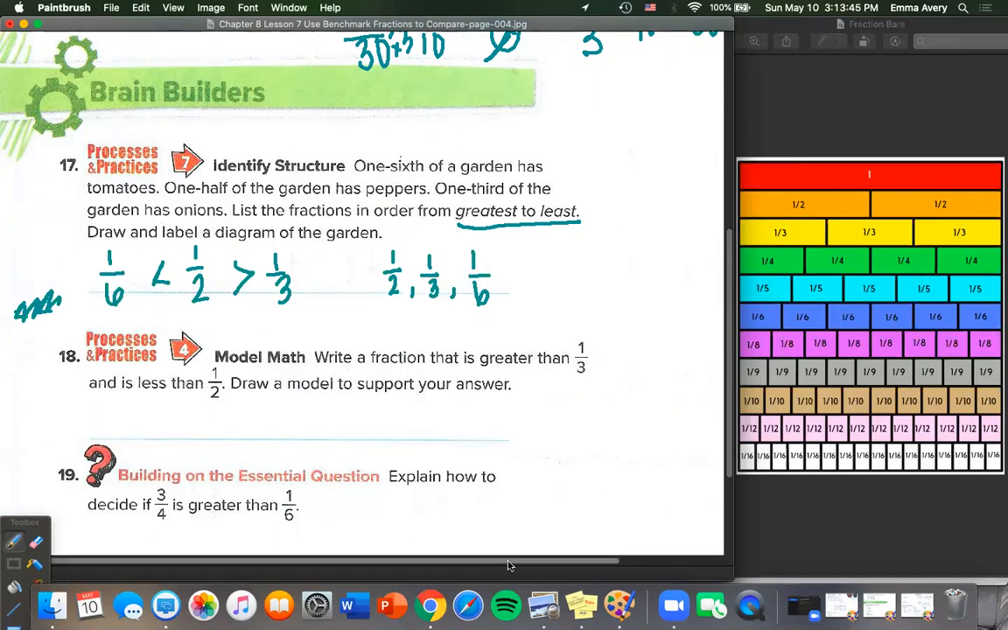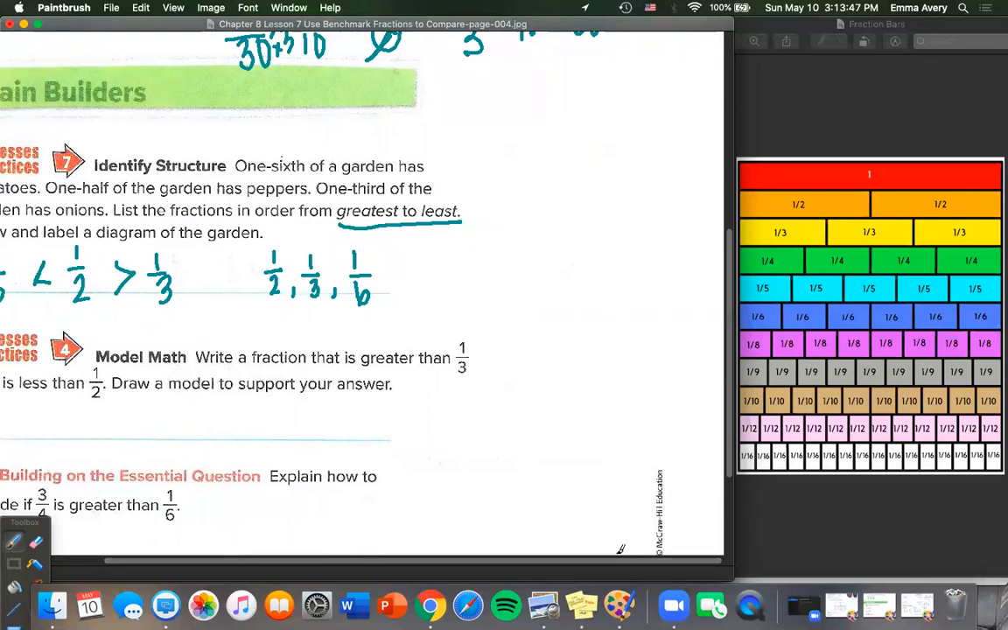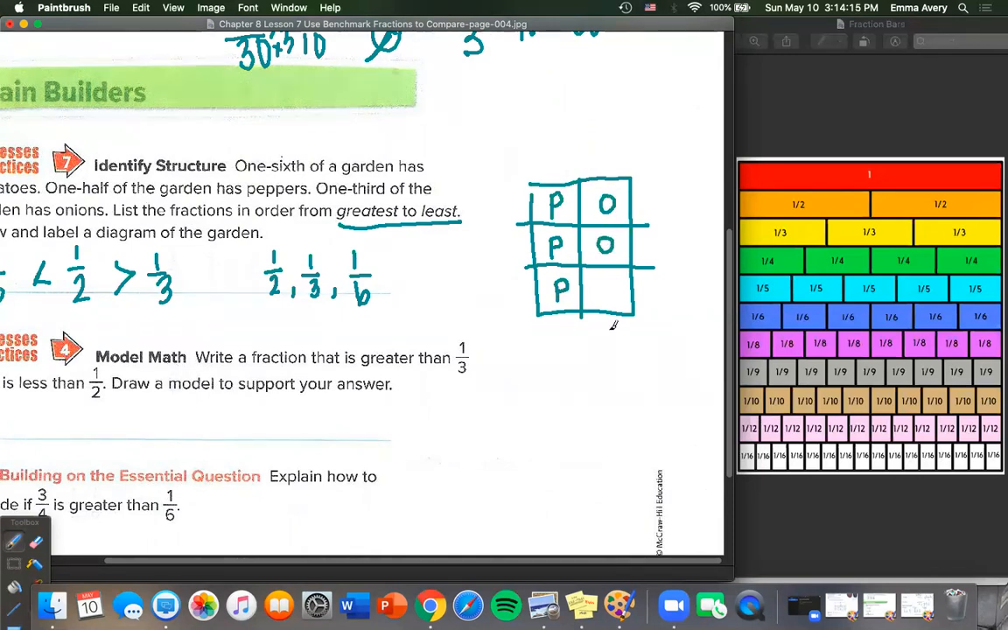And now they want us to draw and label a diagram. So we're going to want to have 6 different pieces. So here's my garden. 1/2 are peppers. So I'm going to say pepper, pepper, pepper. 1/3 of the garden is onions, onion, onion. And 1/6 has tomatoes. So I'm going to put a T. So that's our diagram.